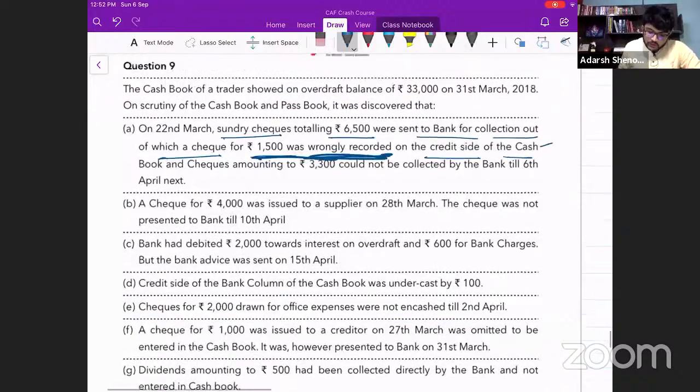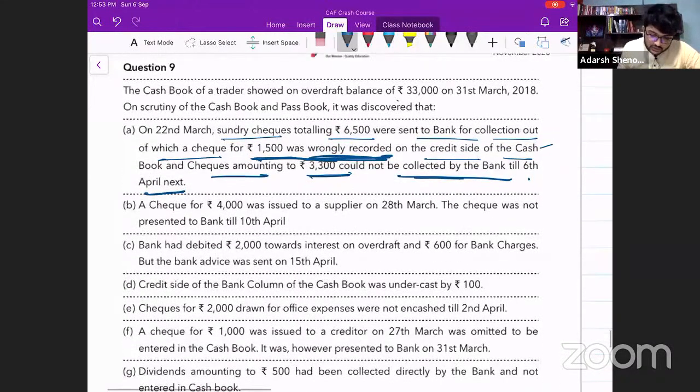What about the next point? Checks amounting to 3,300 could not be collected by the bank till 6th April next. 3,300 could not be collected. Is this an item that will come in the adjusted cash book or is it a BRS item? Is this BRS or ACB? This is a BRS item because this is check sent for collection, not collected. It is a BRS item.